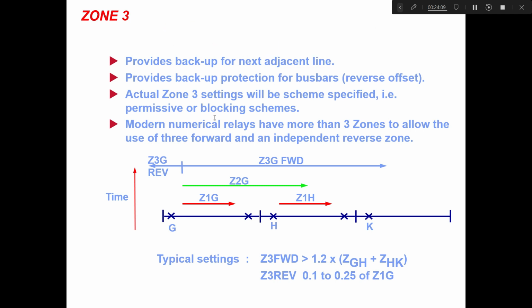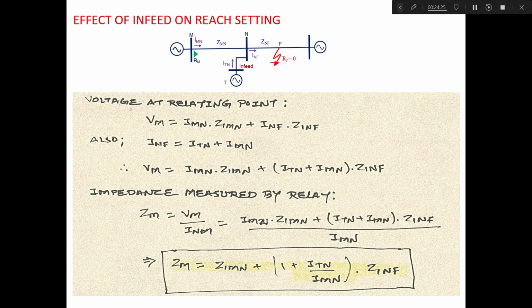So this again provides backup protection for the bus bar. The actual zone 3 setting will be scheme specific, that is permissive or blocking. We will discuss it in later slides. And modern numerical relays have 3 forward and 1 reverse looking zones. Now the effect of infeed on reach setting. Up to this point we have discussed only simple concepts: what is the meaning of zone 1, zone 2, zone 3, and how we calculate the reach settings of zone 1, zone 2, zone 3, etc.